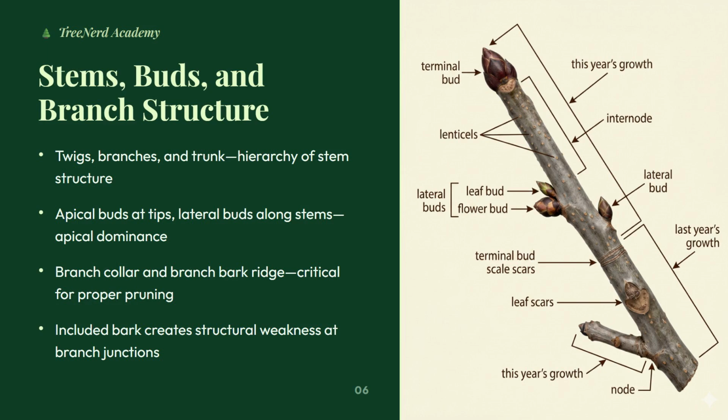At branch junctions, the branch collar forms a shoulder. Proper pruning cuts should be just outside it. Included bark, where bark is sandwiched between branch and trunk, creates structural weakness.